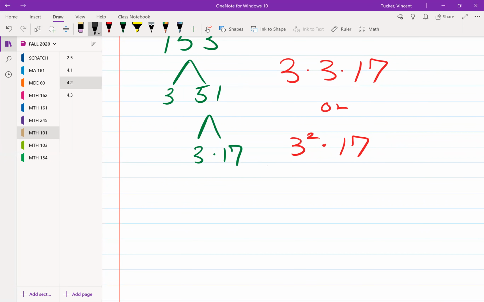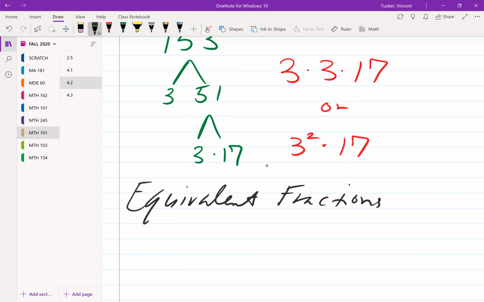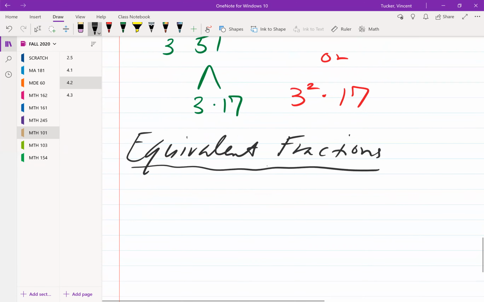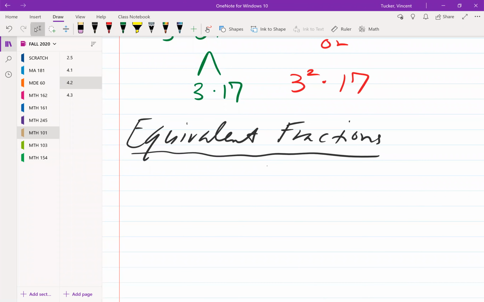All right, next thing in this section. Equivalent fractions. So fractions can have different numbers on top and bottom, but still be equal. So in other words, if I have 1/2, that's the same thing as 2/4, which is also equal to 3/6, which when you put it in the calculator or divide it out decimal wise, will be equal to 0.5.